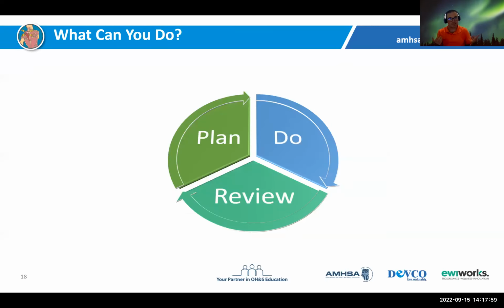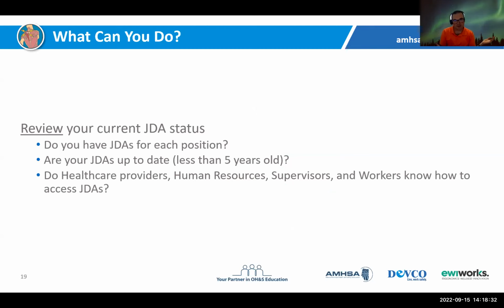So the question is, what can you do? I'm going to use the cycle of plan, do, review, so that you can get a good sense of what you should do to implement JDAs, and more specifically, make sure that you're capturing the details at each environment where you might have the same types of jobs, even though they've got different managers or different tools. What can you do? Let's look at plan, do, review. For this time of year, review is actually where we should start.